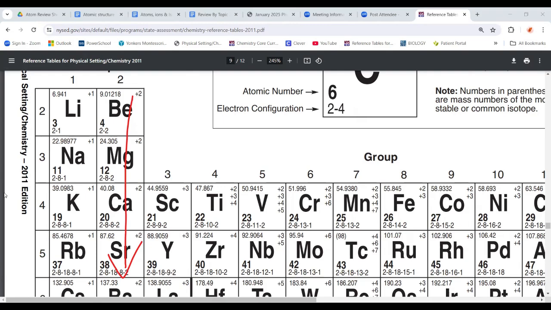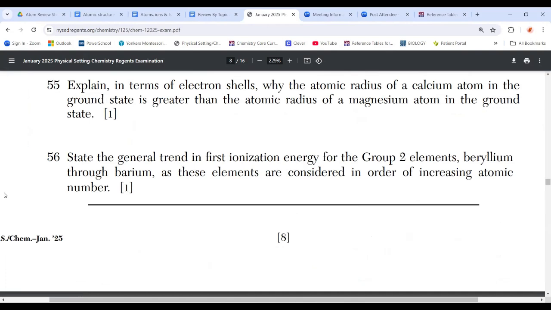And again, you don't have to get fancy with it. Let's just look one more time at the language. They just said state the general trend in first ionization energy. Again, if you didn't memorize your trends, you could get the point for this if you sat down with Table S, wrote down the ionization energies off Table S, and then just looked at the pattern.